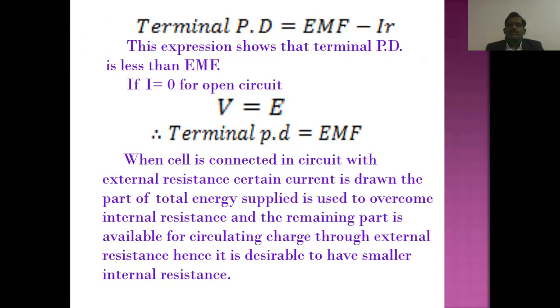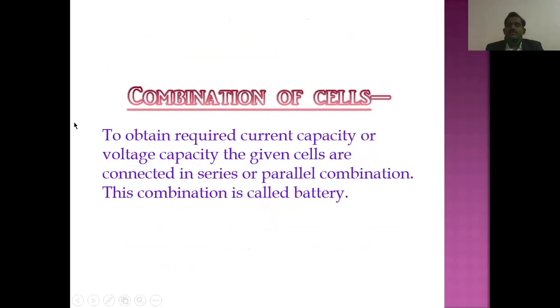We study about the current through the conductor, and in the last lecture we studied about the terminal potential difference, internal potential difference, electromotive force, internal resistance, external resistance, etc. Now, in today's lecture we study about the combination of cells.